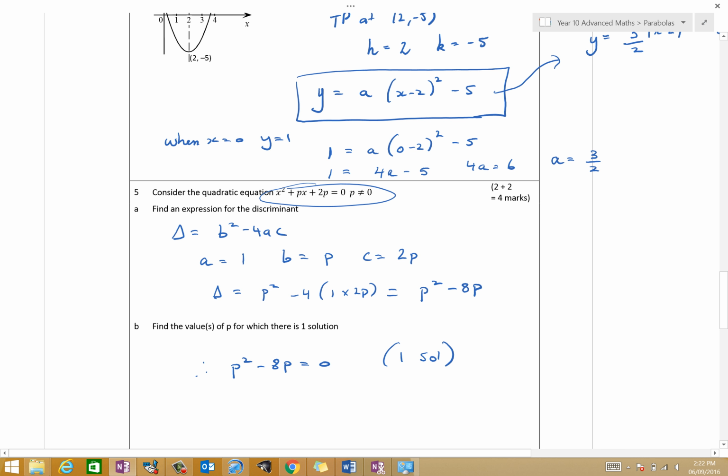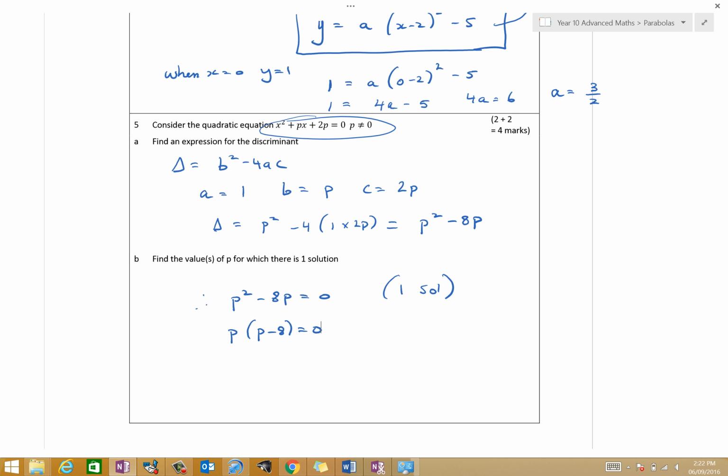And now we've got to solve for that. I would just do it this way, taking p out as a common factor: p(p - 8) is equal to 0. It says find the values of p for which there's one solution. Now, by the way, what does it say up here? p does not equal 0. So there's only one solution, and that is for p equal to 8, because we've been told p is not 0.